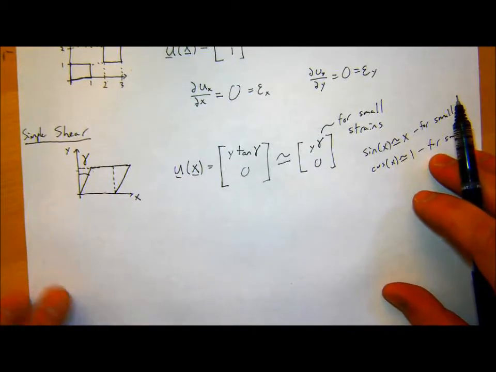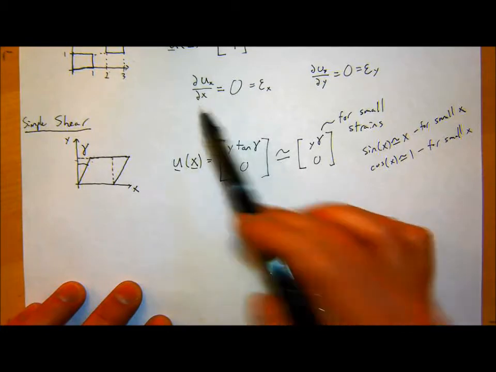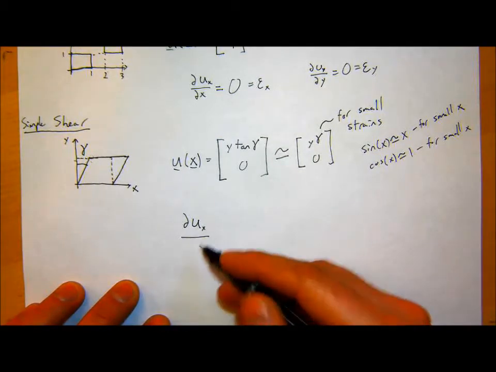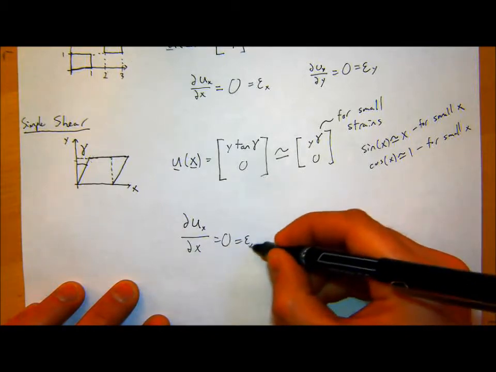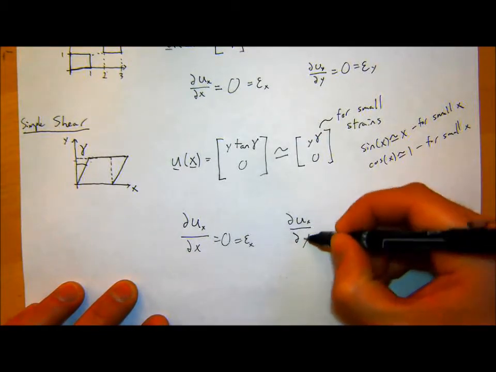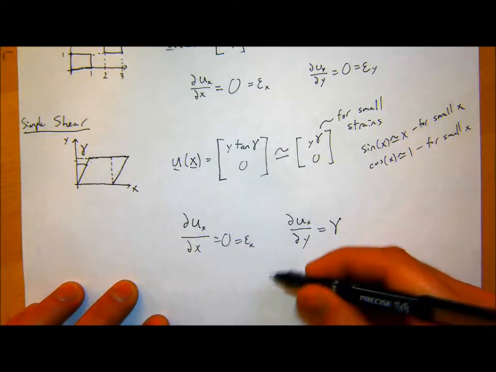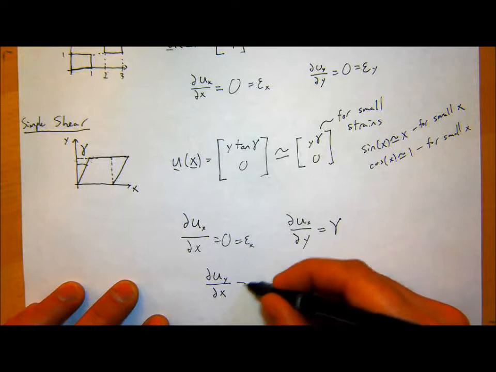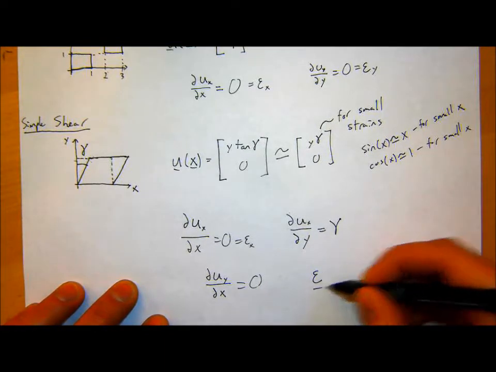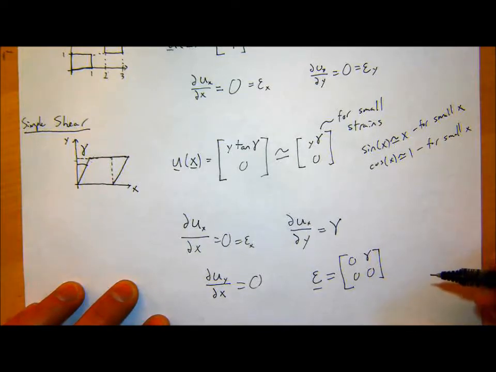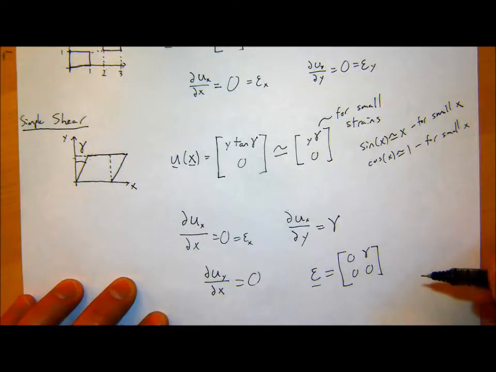So now, previously I'd been taking derivatives of this guy. So now I have in my u_x, if I try taking a derivative with x, I get 0, which is good because that means my epsilon x, the same one that I had used before, was 0. If I now instead try taking a derivative with y, I get a gamma. But then, if I do it for my other direction, du_y/dx, if I try taking these opposite derivatives, I end up with 0. Which means that if I were to look now at my strain tensor, I would have something like this. But what's wrong with that? Yeah, it's not symmetric. So something went wrong along here.